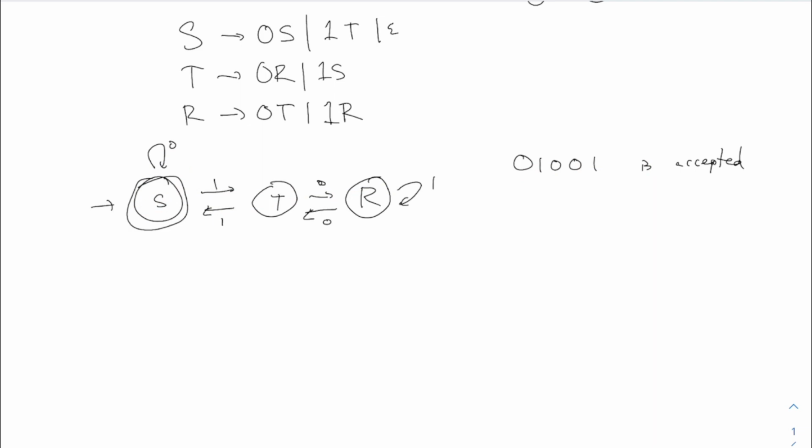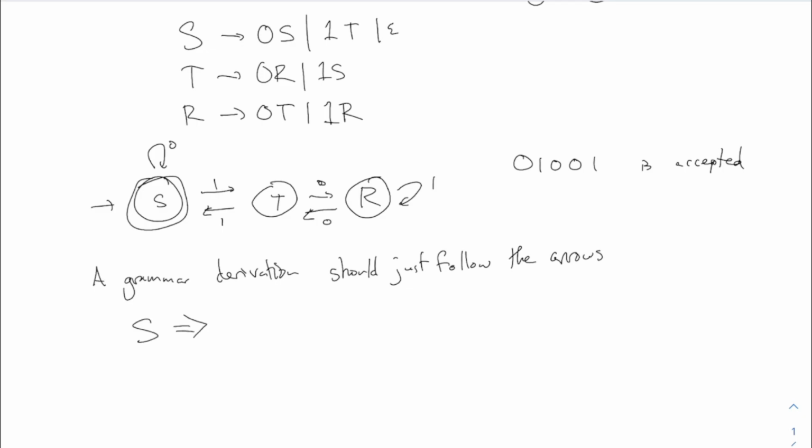And can I make a derivation using my grammar? A grammar derivation should just follow the arrows. You'll see what I mean by that. You have to begin with S, right? The grammar derivation always begins with the starting symbol S. Now, in my grammar, there are actually 3 different things that the S could become. What I mean by just follow the arrows is think about how you would do this string on this DFA and then follow those same arrows. So if I'm trying to get this on the DFA, I need to do the 0 first. So I'm going to do S goes to 0S first.